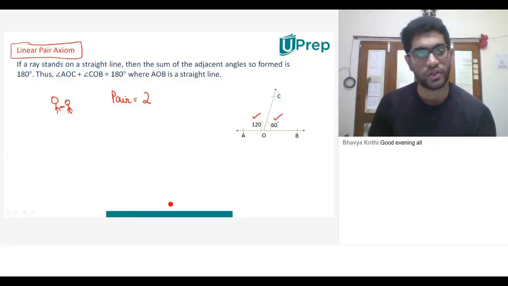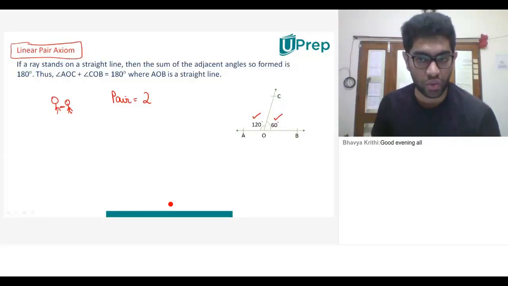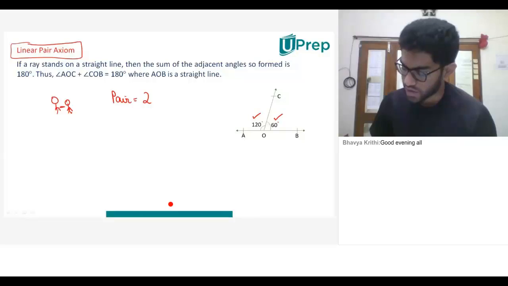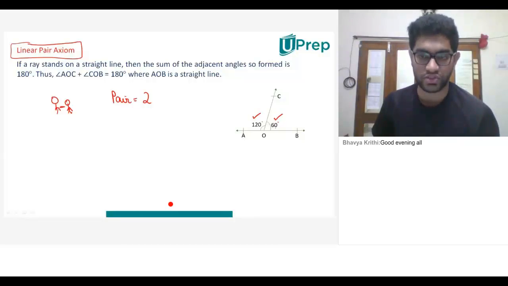And what did we talk about the linear pair axiom? We said that there should be two angles, they should be adjacent to each other, and when you add both of them, you should get an overall angle of 180 degrees. Is that right? Yes, sir. Exactly. So 120 and 60 on adding give us 180. Therefore, 120 and 60 are adjacent angles because they're right beside each other. OC is the common ray, AB is the line segment, and both of them add up to 180 degrees. Are we very clear with this concept?